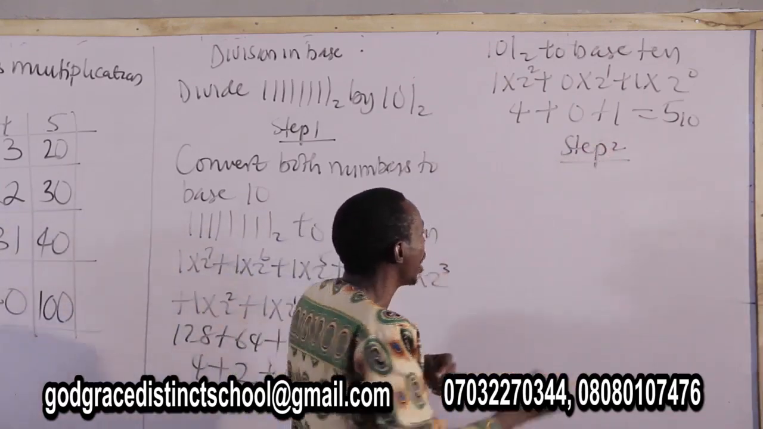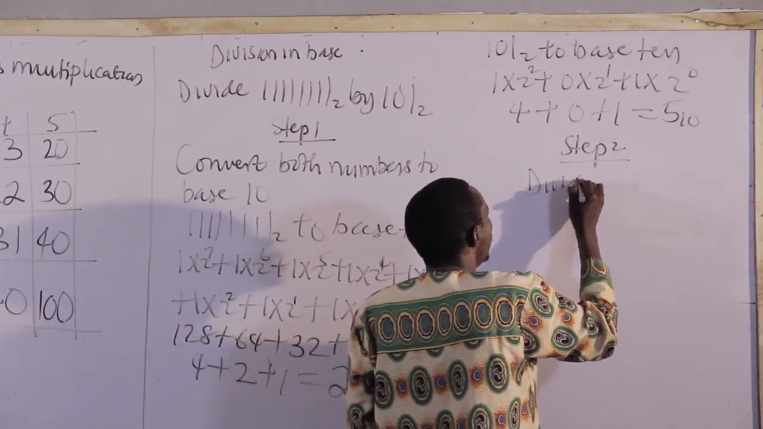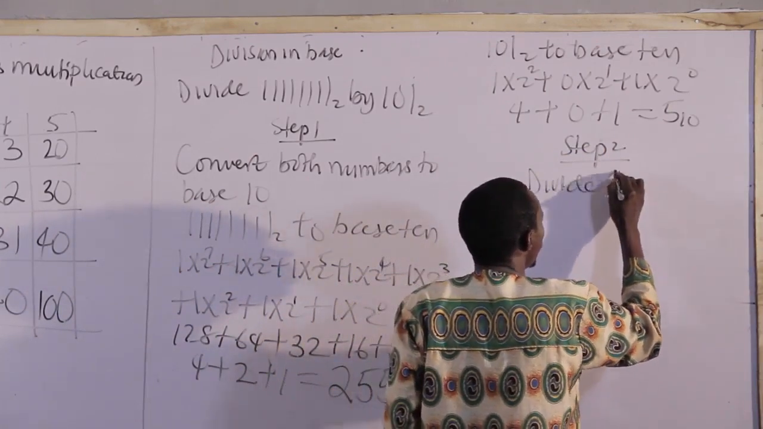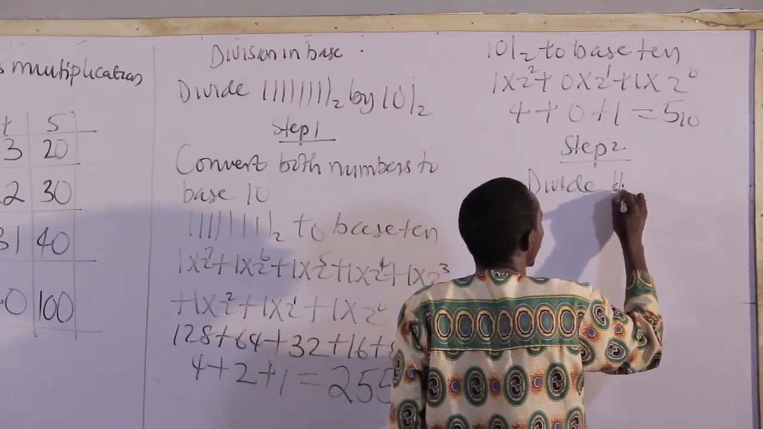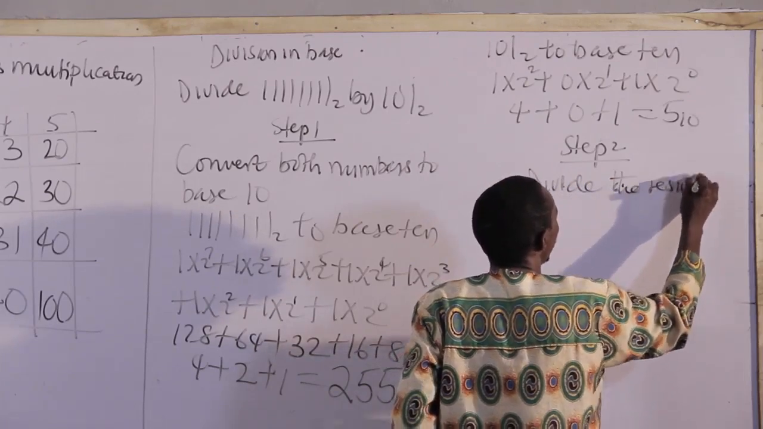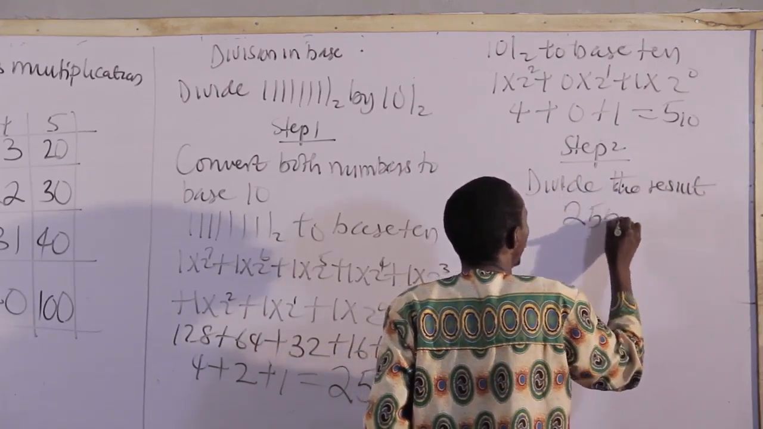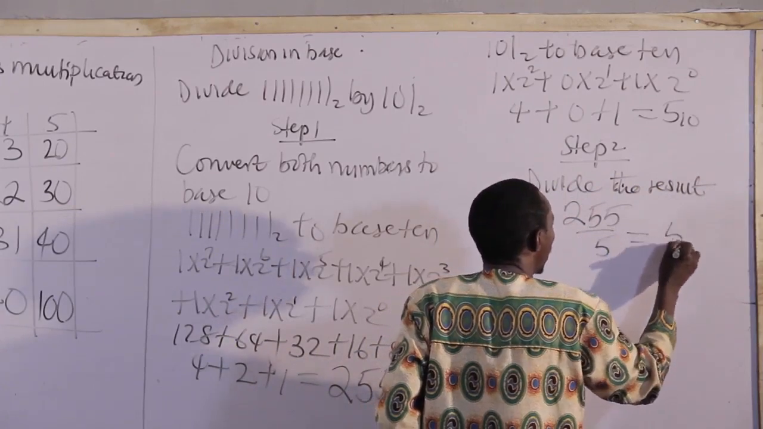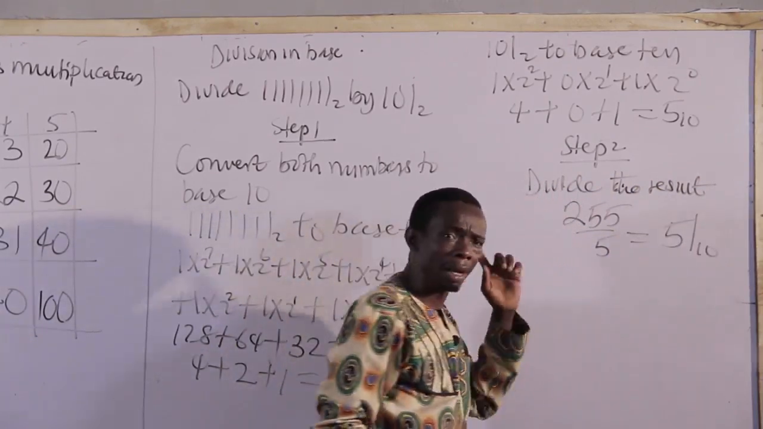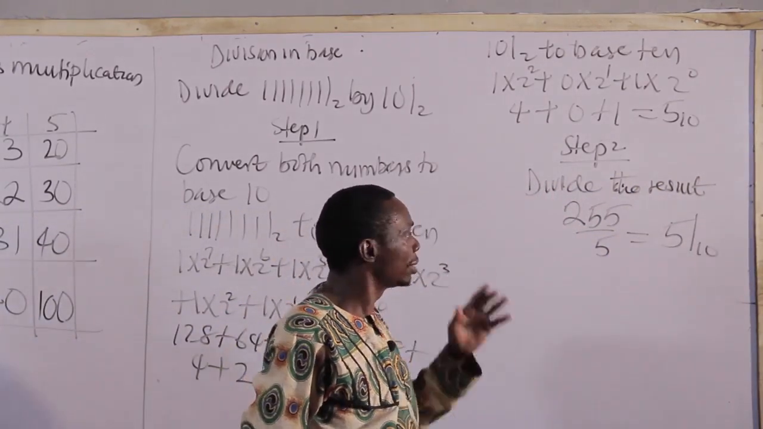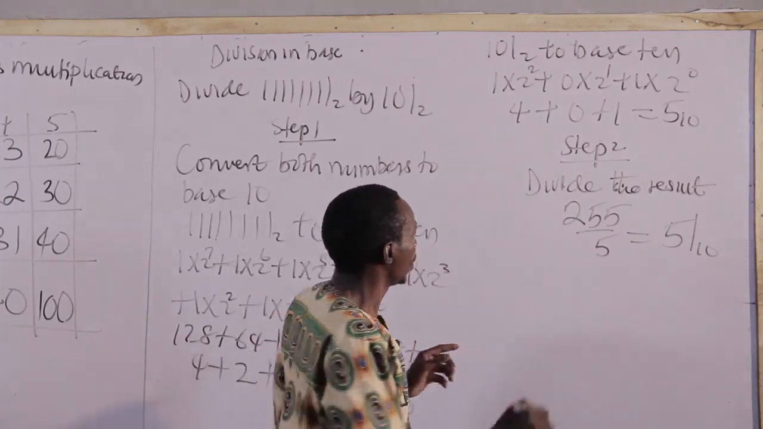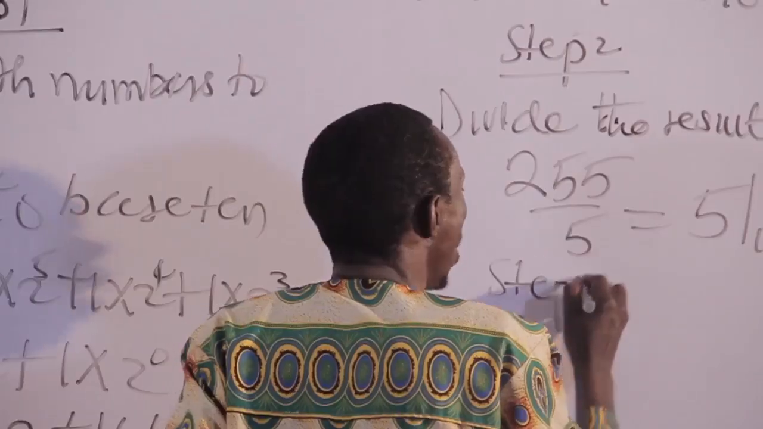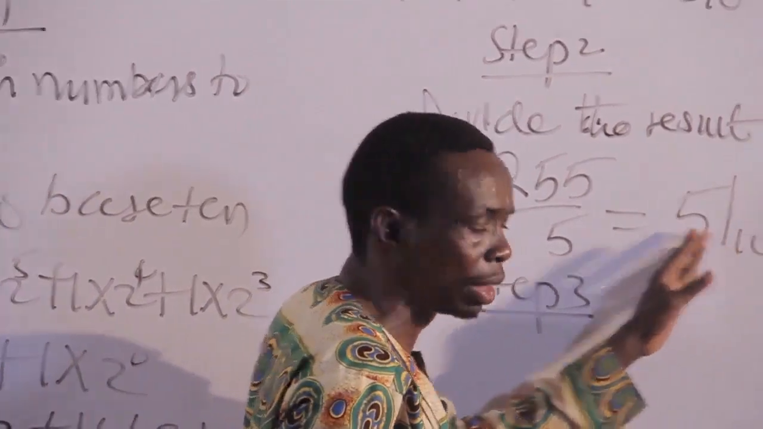The second one is 5. I will now do the normal division. I will divide the result. I'm dividing 255 by 5. I now get 51 base 10. Remember, the question was asked in base 2. So the last step, I will now convert my answer back to base 2.